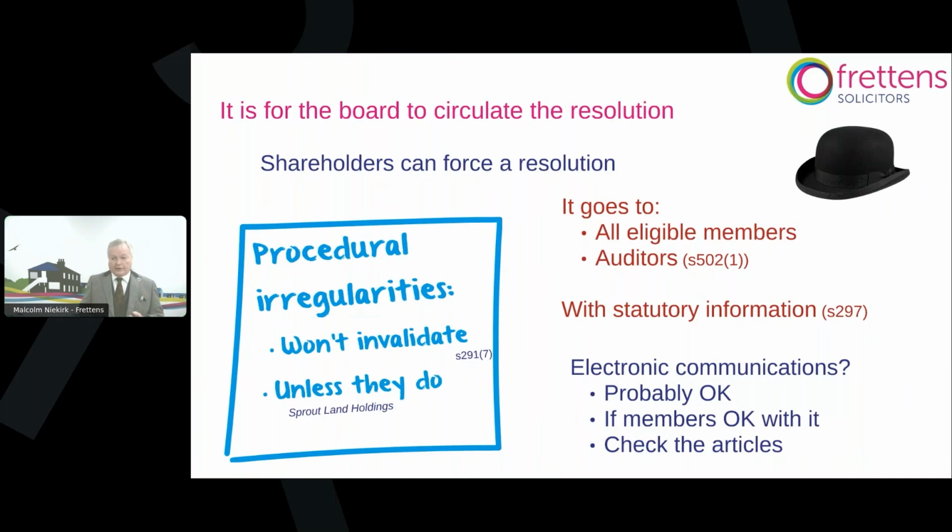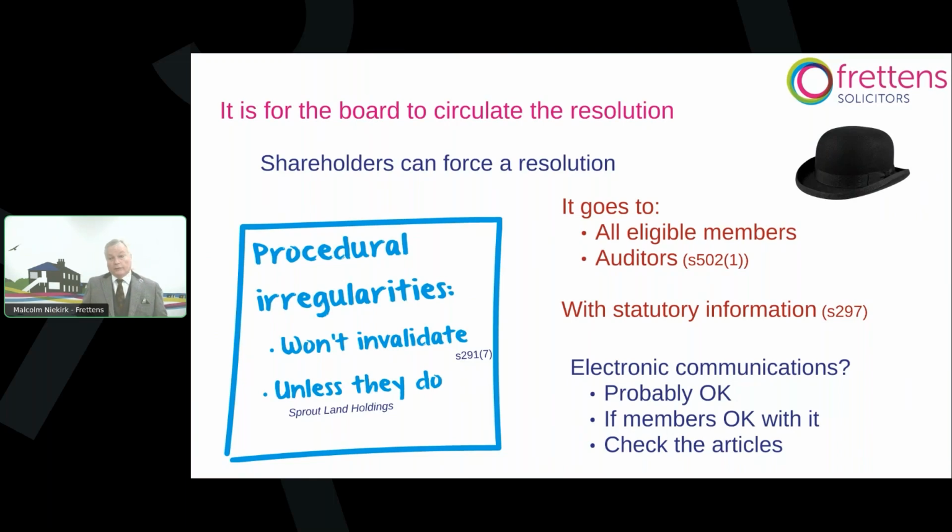The notice, once sent by the company, will go to all eligible members and also to the auditors of the company, and there is statutory information about how the procedure works, how voting rights work, that has to be sent with the circulated resolution. And again, the same rule for electronic communications applies. It's probably going to be okay, particularly if the members who receive the written resolution electronically are content with that. Do check the articles just to make sure that those don't restrict the way that the company can run it.